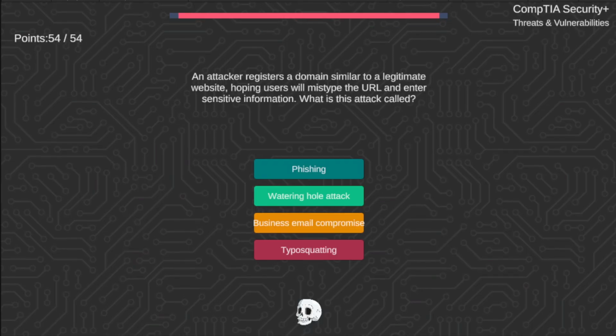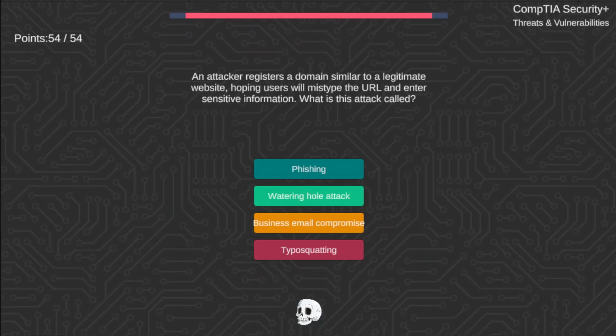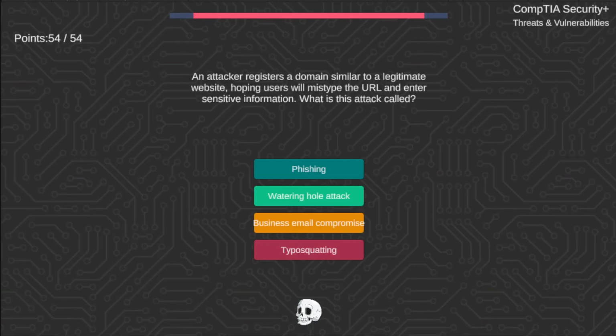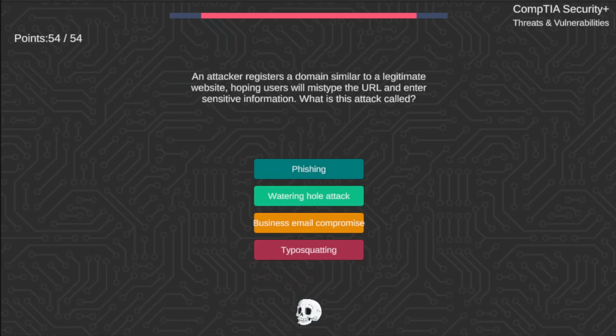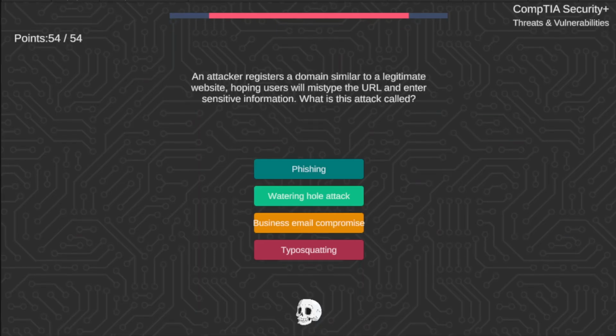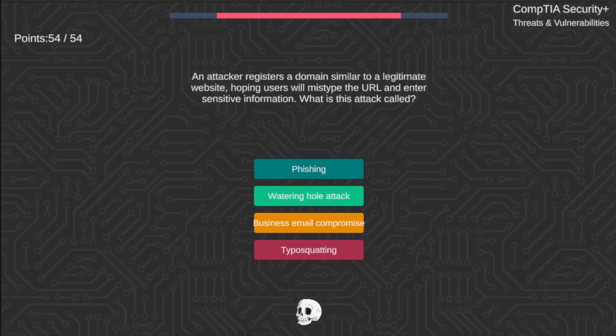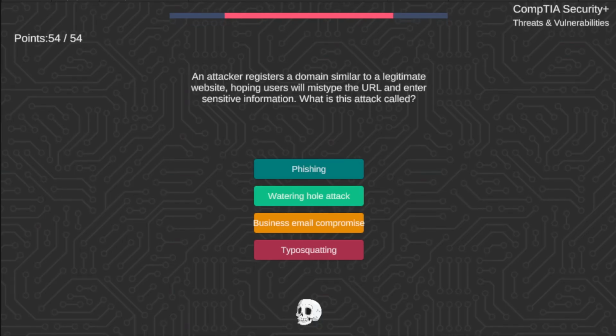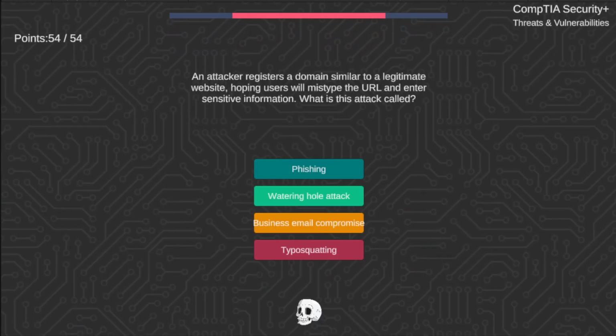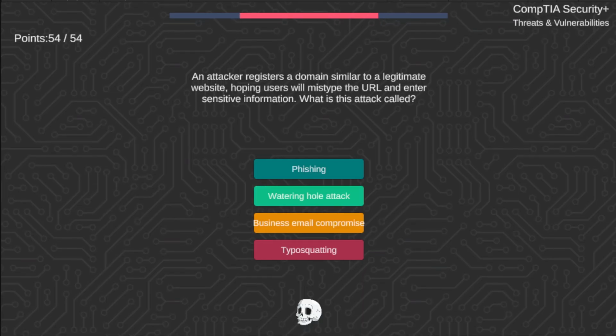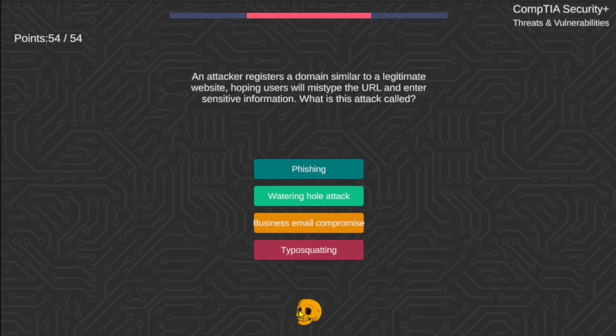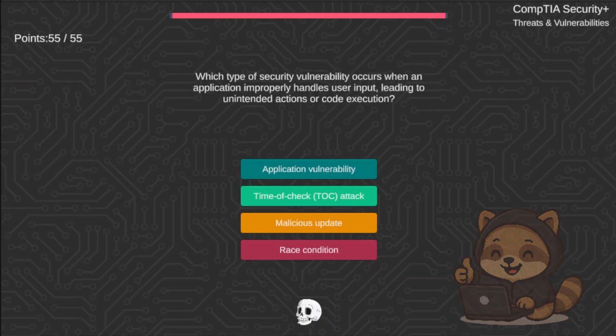An attacker registers a domain name similar to a legitimate website, hoping users will mistype the URL and enter sensitive information. What is this attack called? Phishing, watering hole attack, business email compromise, or typo squatting? Correct answer is typo squatting.